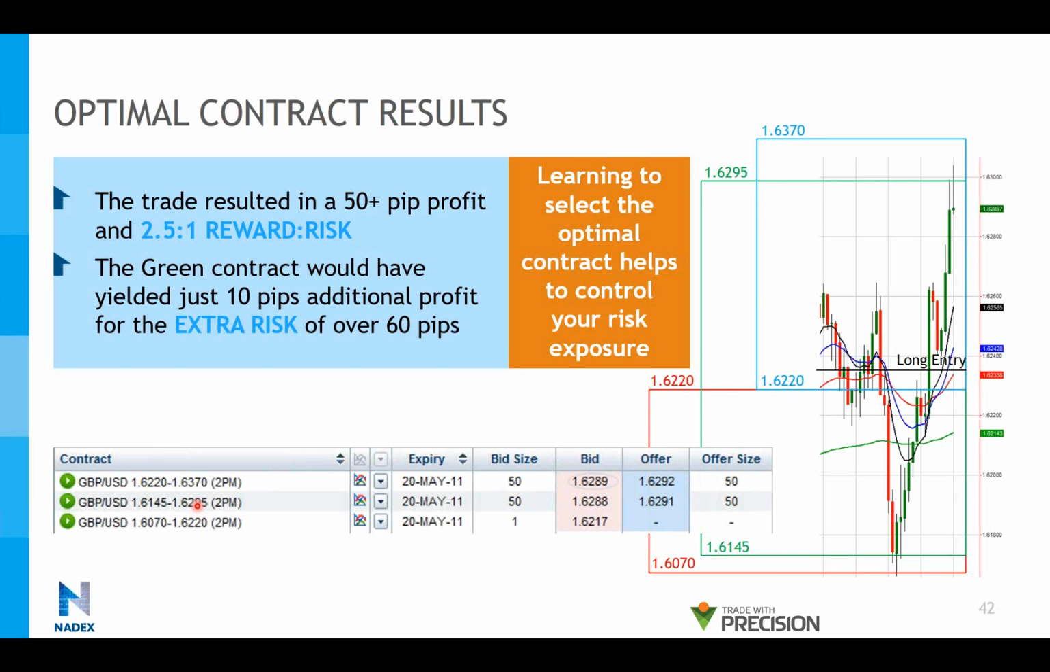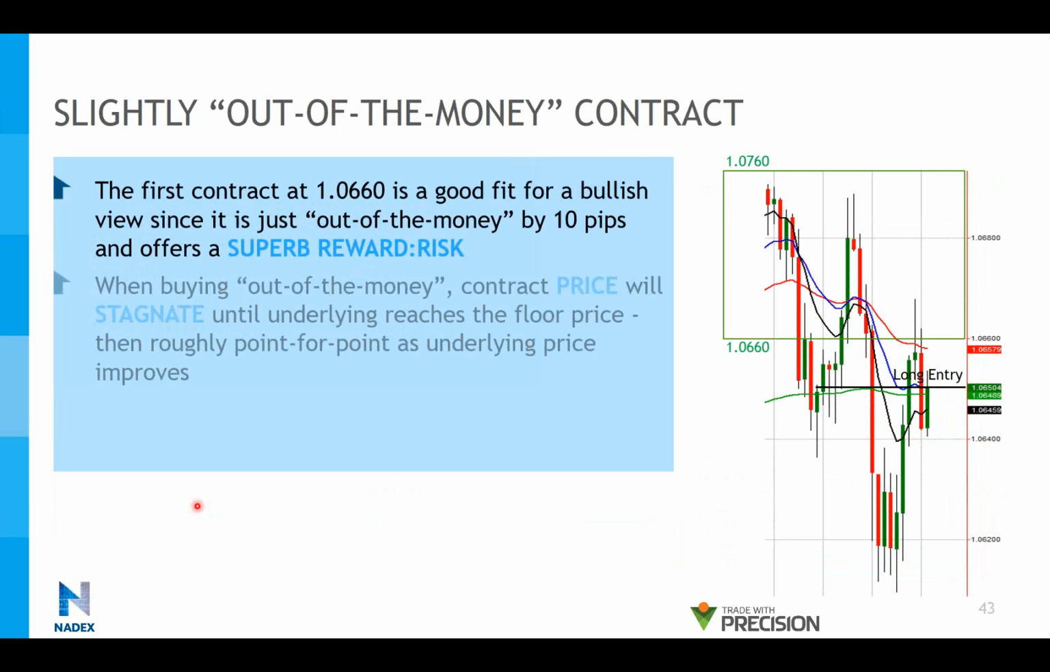Price broke up to the upside. The trade resulted in a 50+ pip profit and a 2.5 to 1 reward to risk. The green contract would have yielded just 10 pips additional profit for the extra risk of over 60 pips. You have to start to think in those reward to risk ratios, and what money is at risk and what additional gain you can get out of that contract.